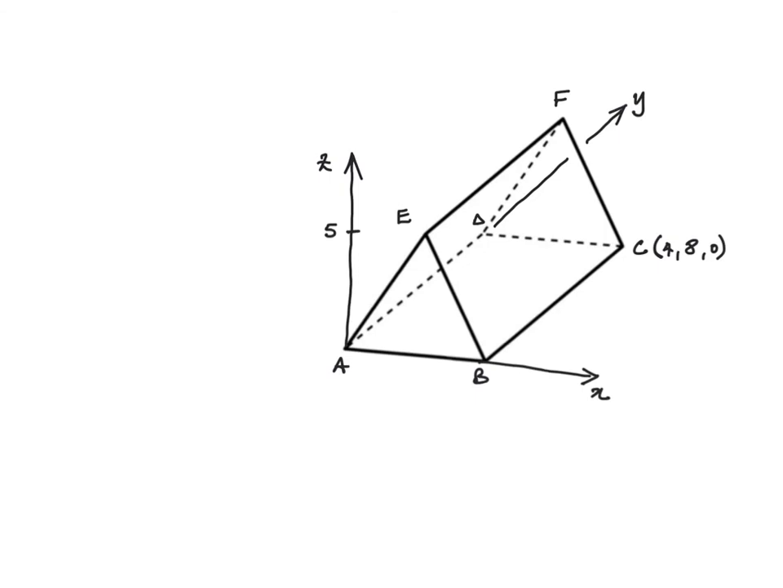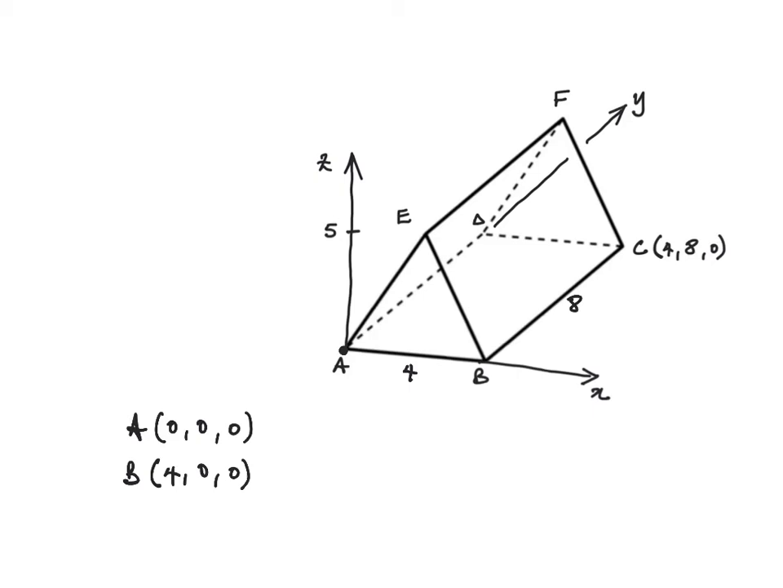The last one, what we have here is a triangular prism. So we know the point C has coordinates (4, 8, 0), so here's the origin, so it's 4 along from A to B, and from B to C it's 8. Now, okay, so A and B then. A is the origin again. B is 4 in the x, 0 in the y, 0 in the z.